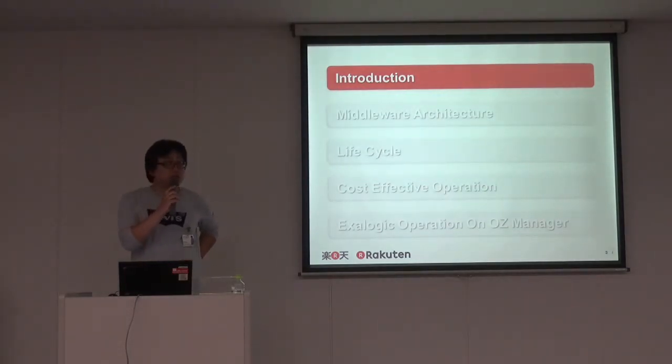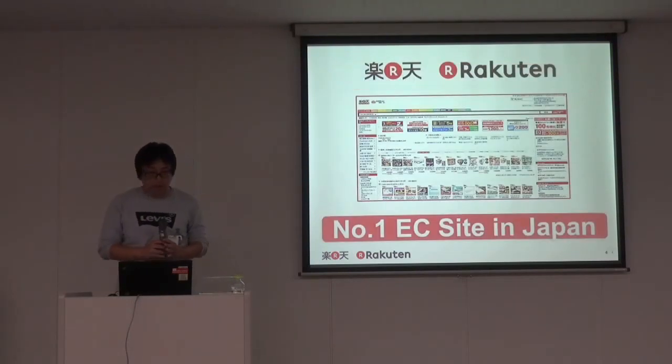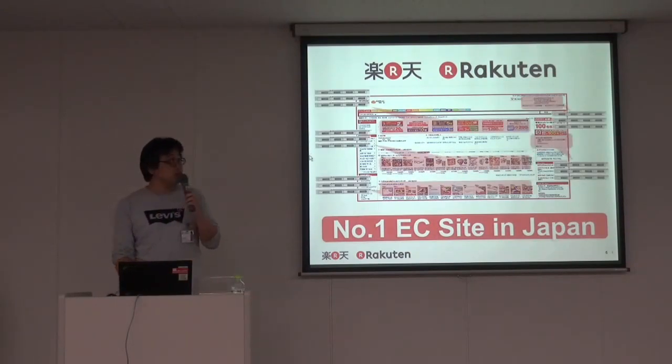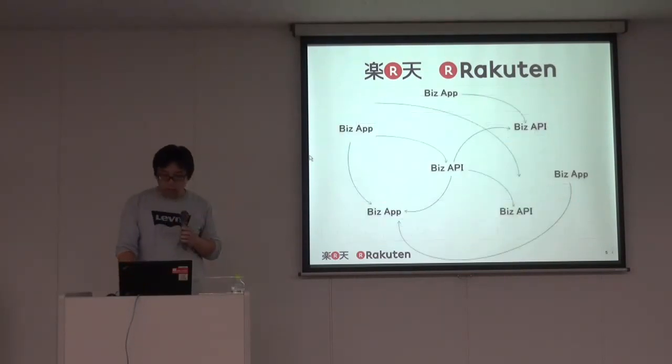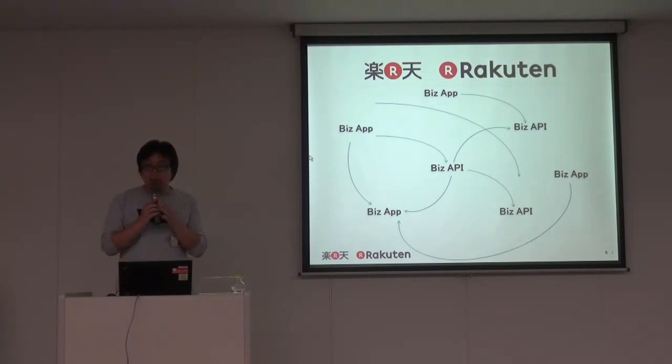The first chapter is introduction of ExaLogic. Rakuten Ichiba is the number one e-commerce website in Japan. This is the top page of Japan Ichiba. It seems like a single page, but actually our pages consist of many services. And if you can see the backside of our system, you can find that many services are associated with other services completely.